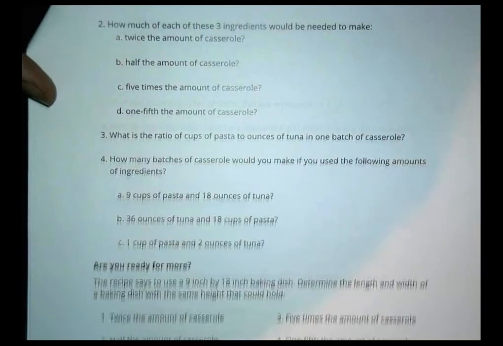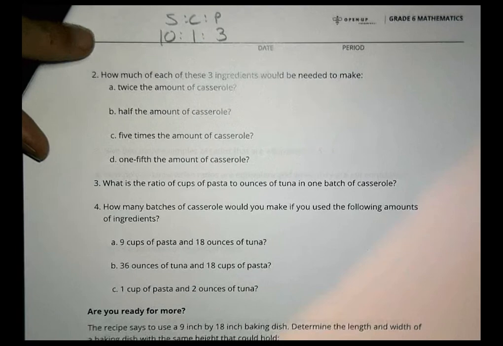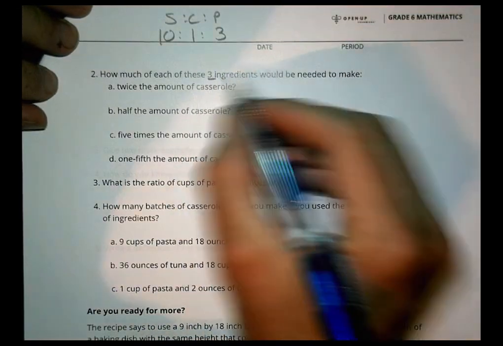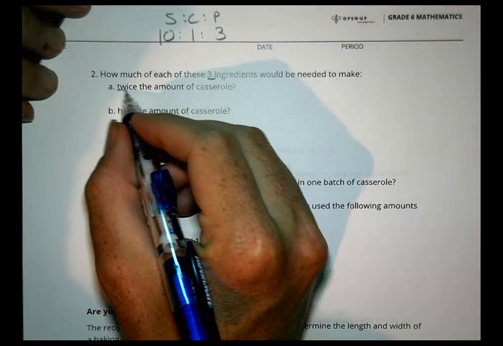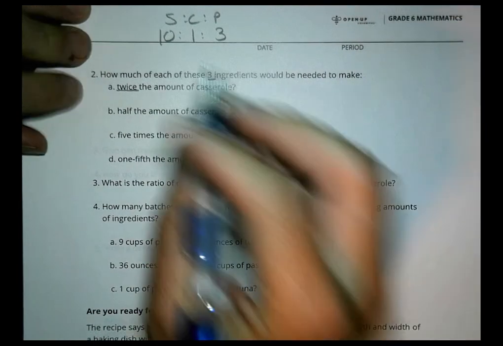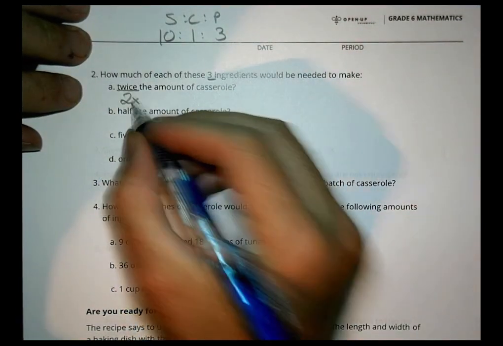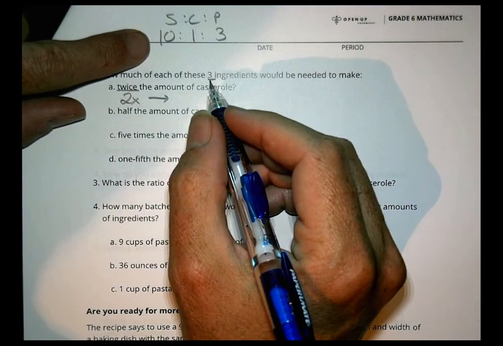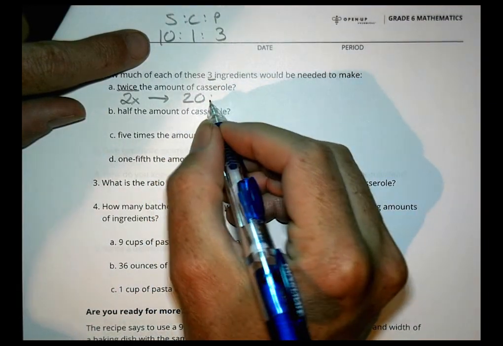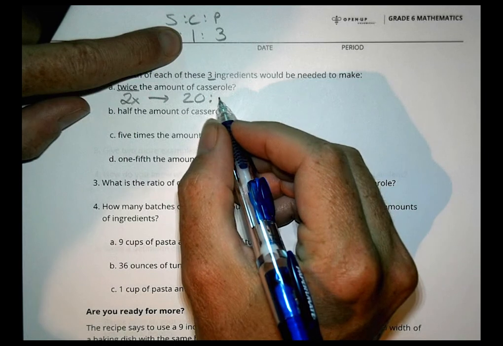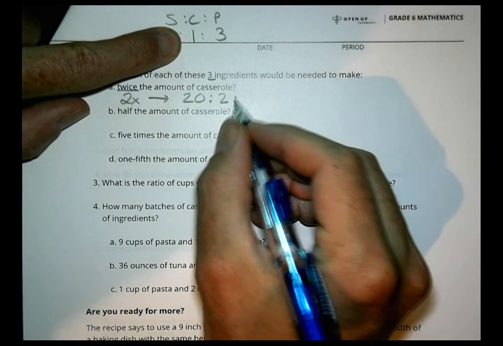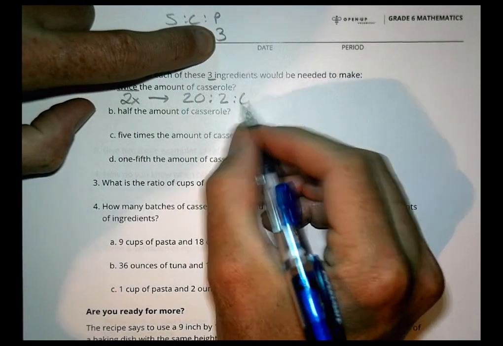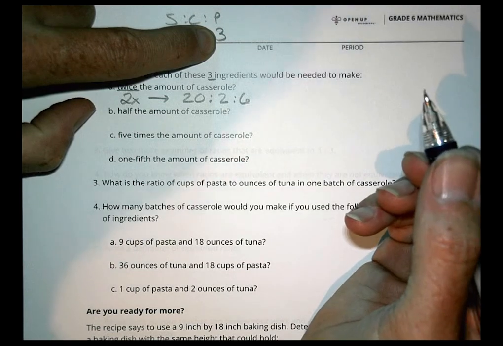All right, number 2. Oops, too far. How much of each of these 3 ingredients would be needed to make twice the amount of casserole? So twice means I'm going to do 2 times each one of the amounts. So what's 10 times 2? That would be 20. What is 1 times 2? 2. And then what is 3 times 2? 6. And that's all they're asking you to do.